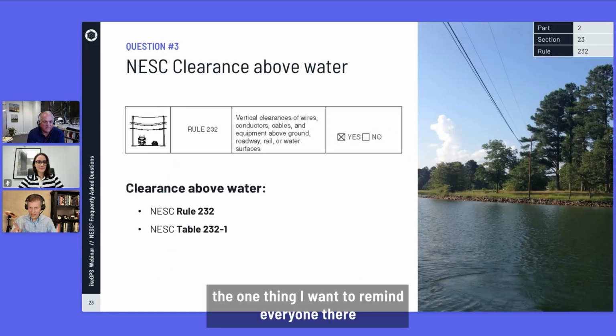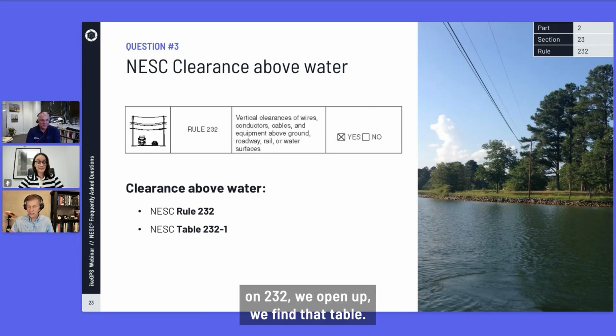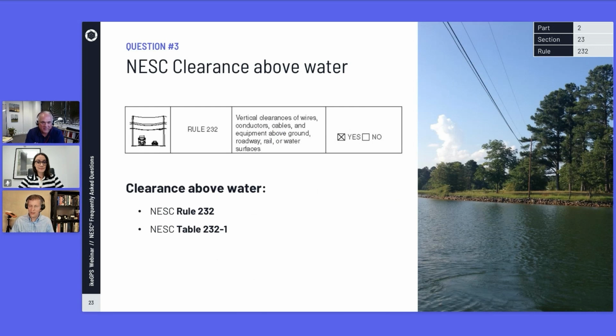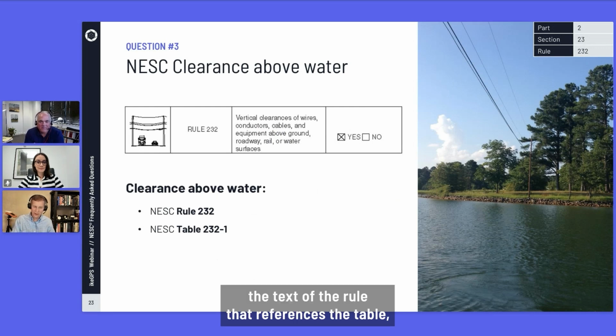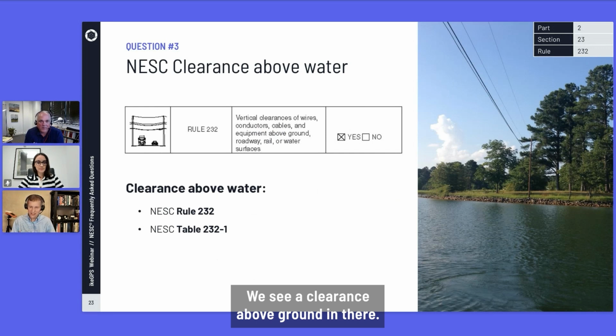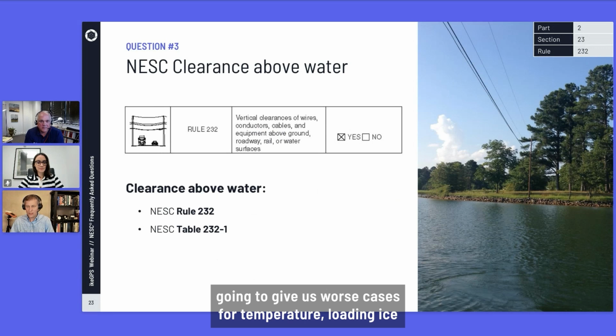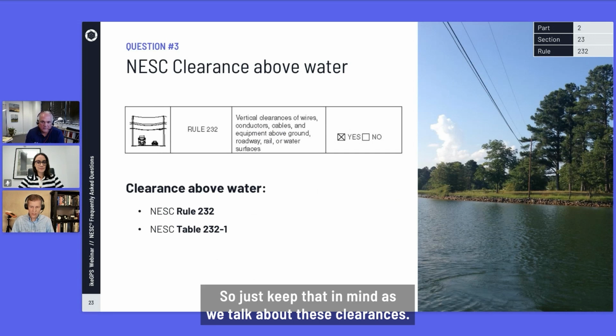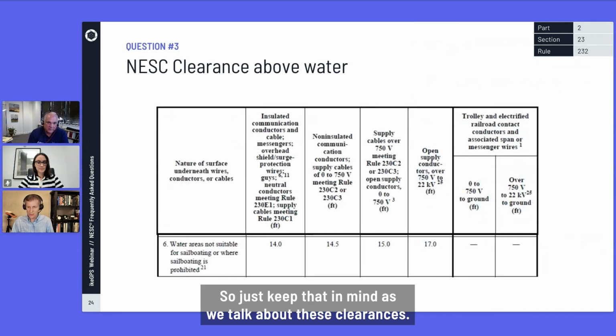All right. The one thing I want to remind everyone on 232: we open up, we find that table. We always got to read the text of the rule that references the table so we know how to apply that table. We see a clearance above ground in there, we want to just use that. But if we look at Rule 232A, it's going to give us worst cases for temperature, loading, and ice that we have to look at. 32 degrees with ice from your loading district, or a high temperature of 120 degrees Fahrenheit or more if so designed. So just keep that in mind as we talk about these clearances.